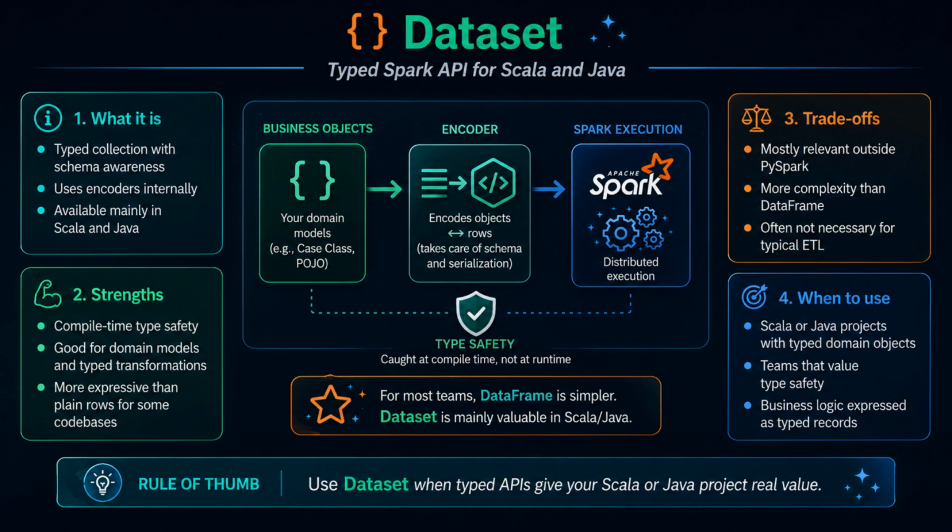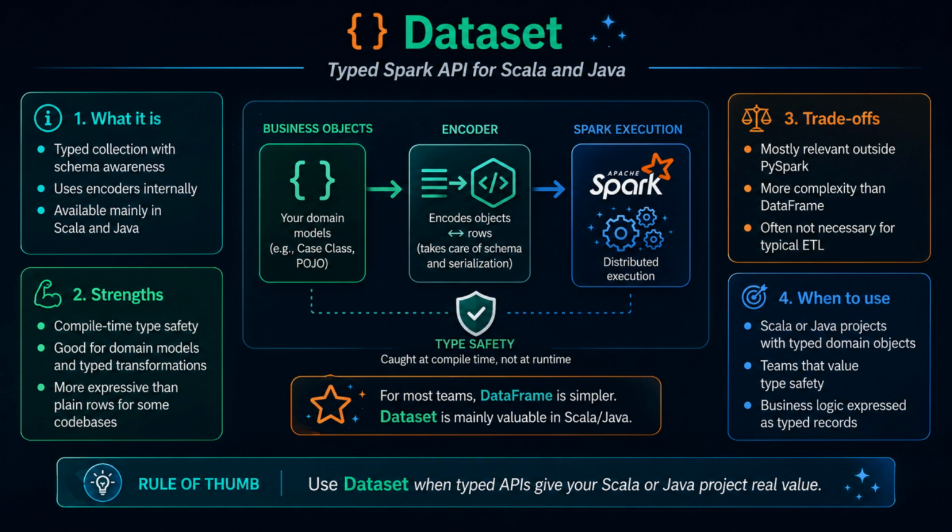The key benefit is type safety. With Dataset, some errors can be caught at compile time instead of runtime. For example, if your code expects a specific typed field and you use it incorrectly, the compiler may help you detect the problem earlier. This can be valuable for Scala or Java teams that want to model business logic using typed domain objects. Datasets are also expressive when you want your transformations to feel closer to normal application code.